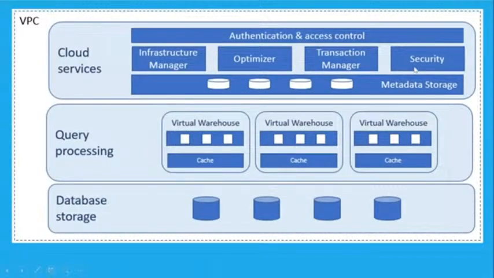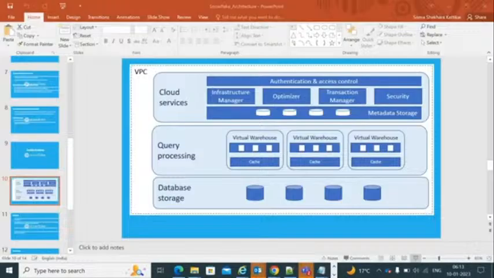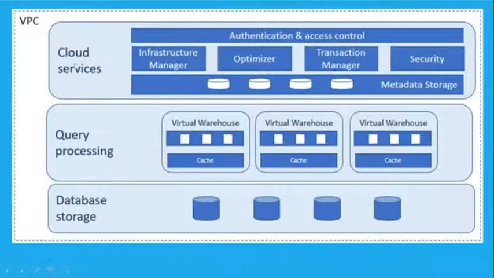Guys, actually, we have three layers in the Snowflake architecture. One is the cloud service layer. Another one is the query processing layer. The third one is the database storage layer. Let me repeat once again. One is cloud services.